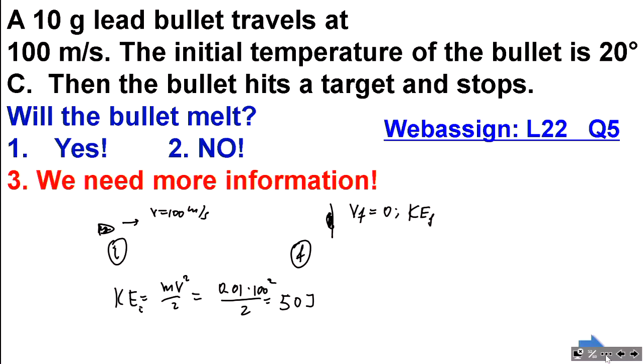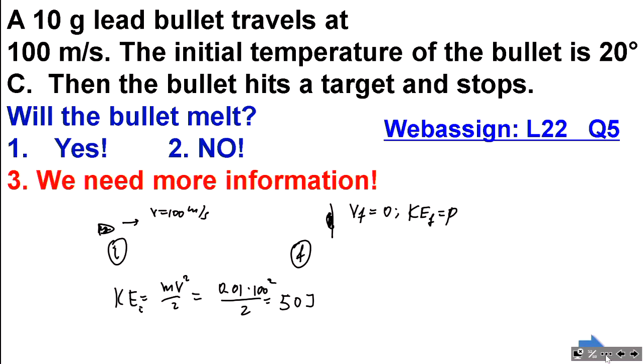But we know that energy can't disappear. Mechanical energy can change, potential energy can change, kinetic energy can change, but energy in general cannot disappear. So where does it go?